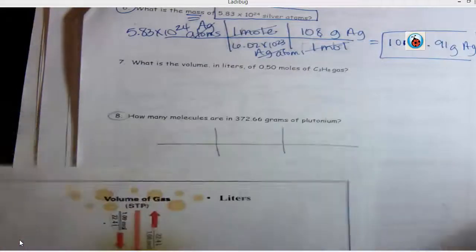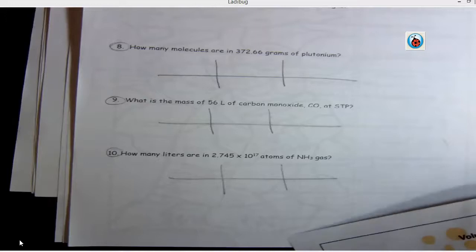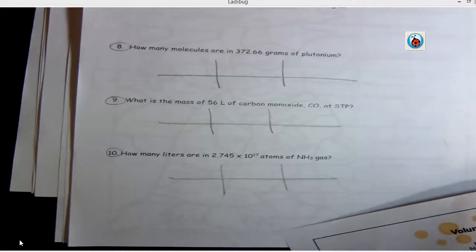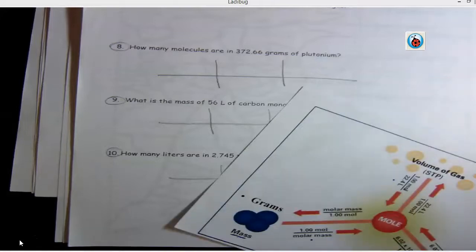Okay, number 7's a 1-step, but again, 8, 9, and 10 are going to take 2 train tracks to get there. All right, I know you can figure it out. If you can't, let me know, and I will be happy to help you.